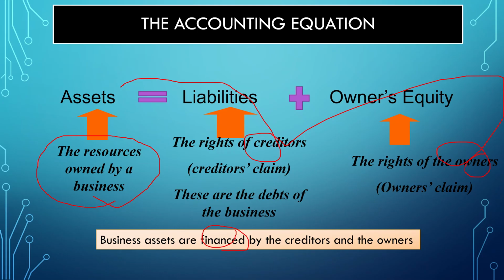That's why the creditor has the right over the assets of the firm or the company. We call that one creditor's claim. And the owner of the business also has the right over the assets of the business. And that's why we call that one owner's claim. Okay?